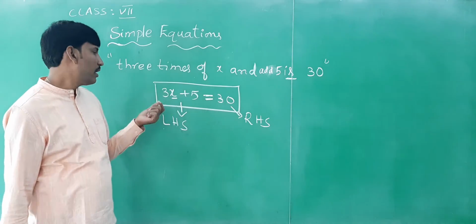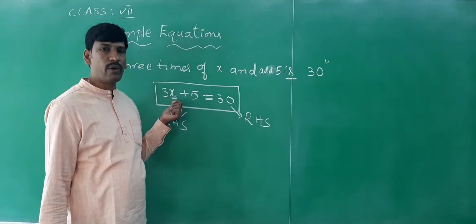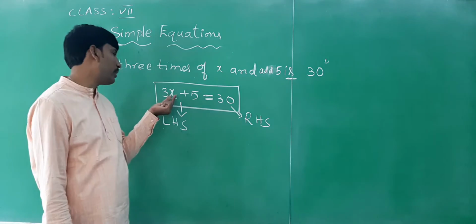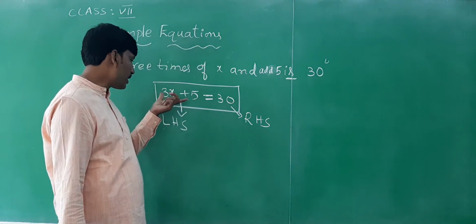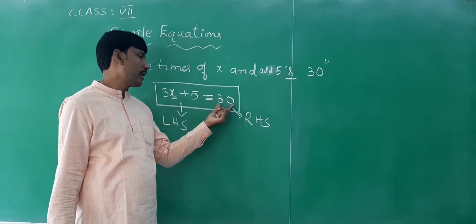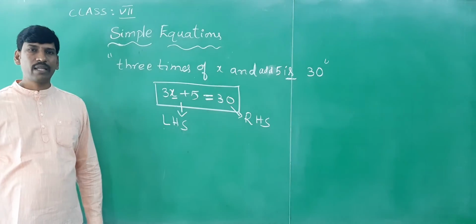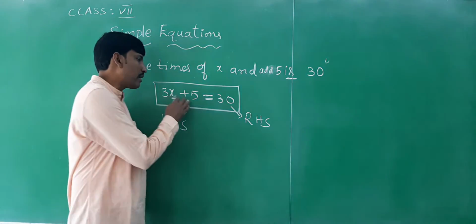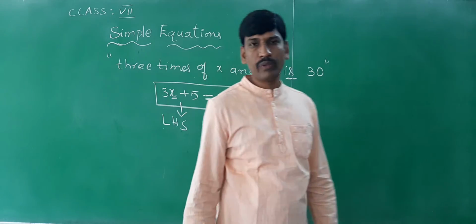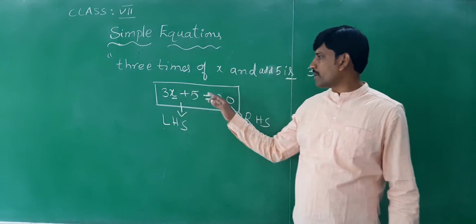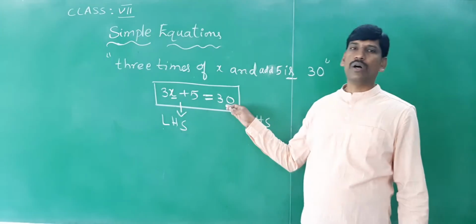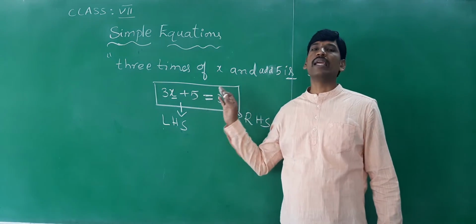Is it clear, children? It depends on the value of x. If you substitute some value in the place of x, you can simplify this LHS part and you will get the RHS part. Is it clear, children? When an expression becomes equal to some value, then we can say it is an equation.